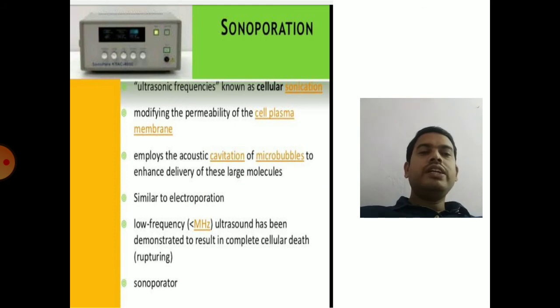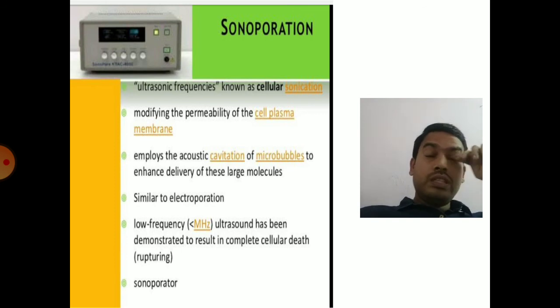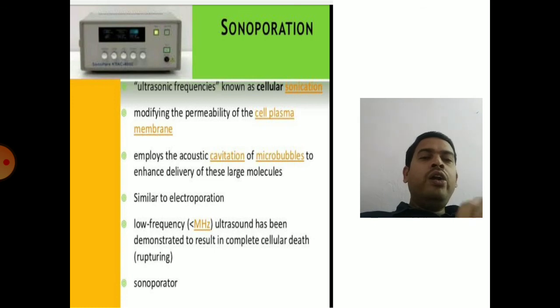The next one is sonoporation. This is the same principle as electroporation, but here you use acoustic sounds, that means acoustic sound waves, to make pores in the plasma membrane. Acoustic waves are used, that means ultrasonic waves. Low frequency ultrasonic waves are used to make the plasma membrane permeable to your foreign DNA.